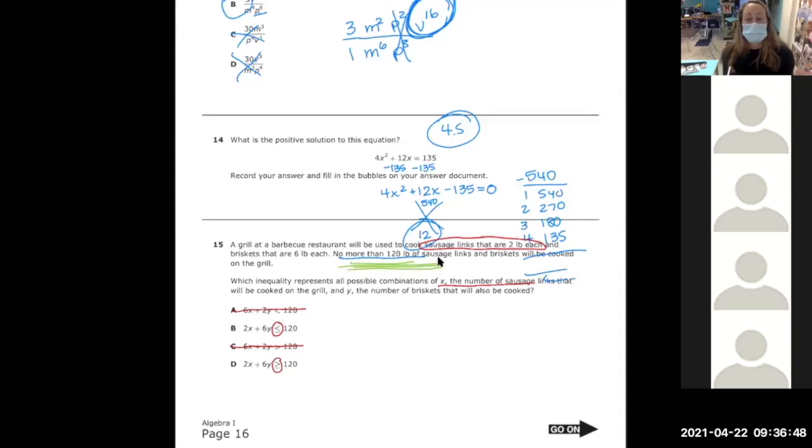Since the sausage and brisket cannot be more than 120, that means they should be less than 120. Therefore, Pac-Man would be eating the 120, and our answer is B.